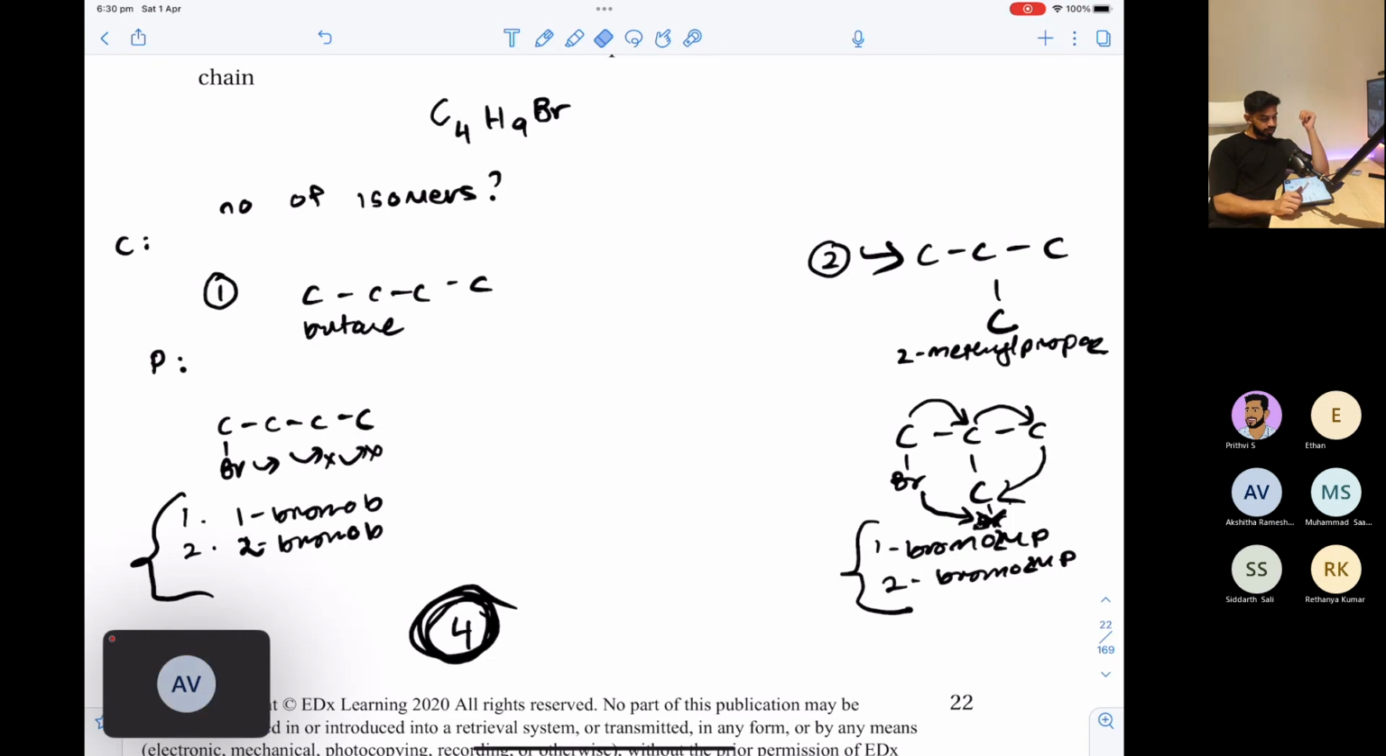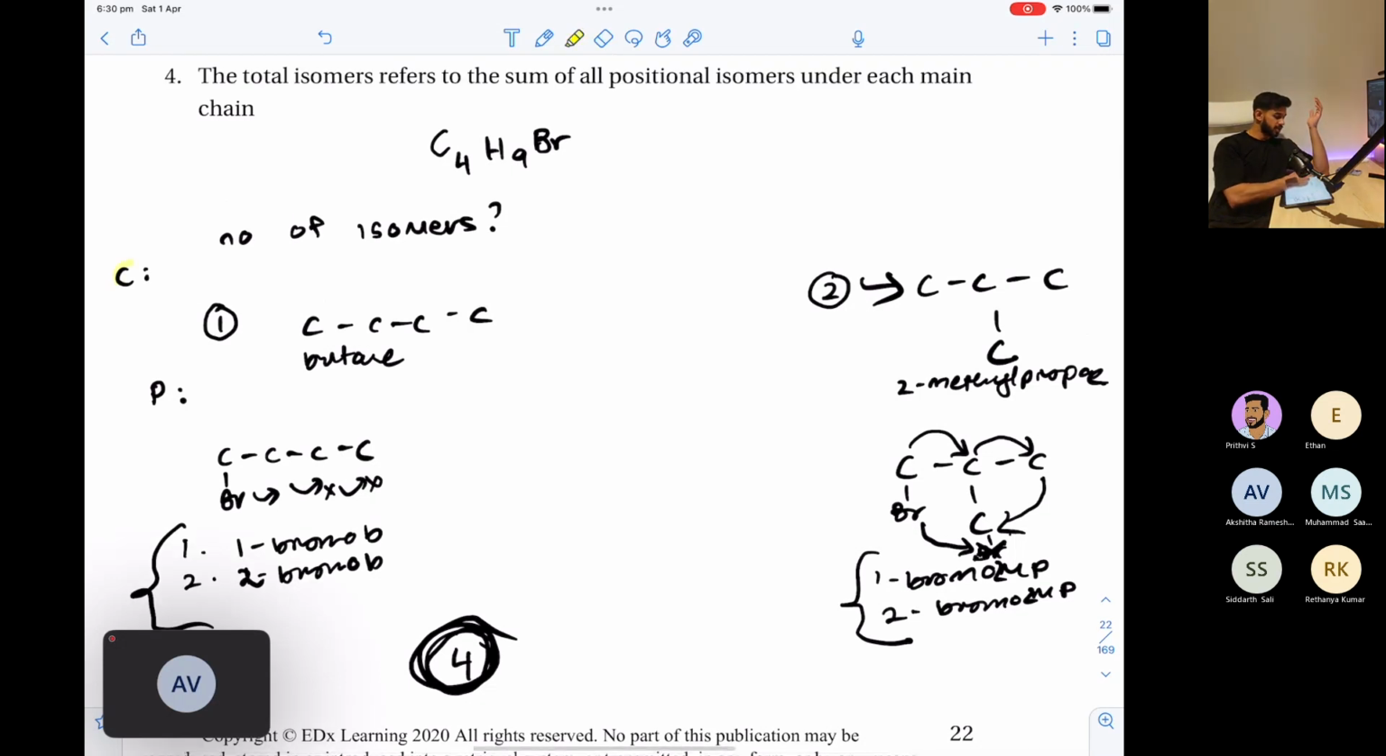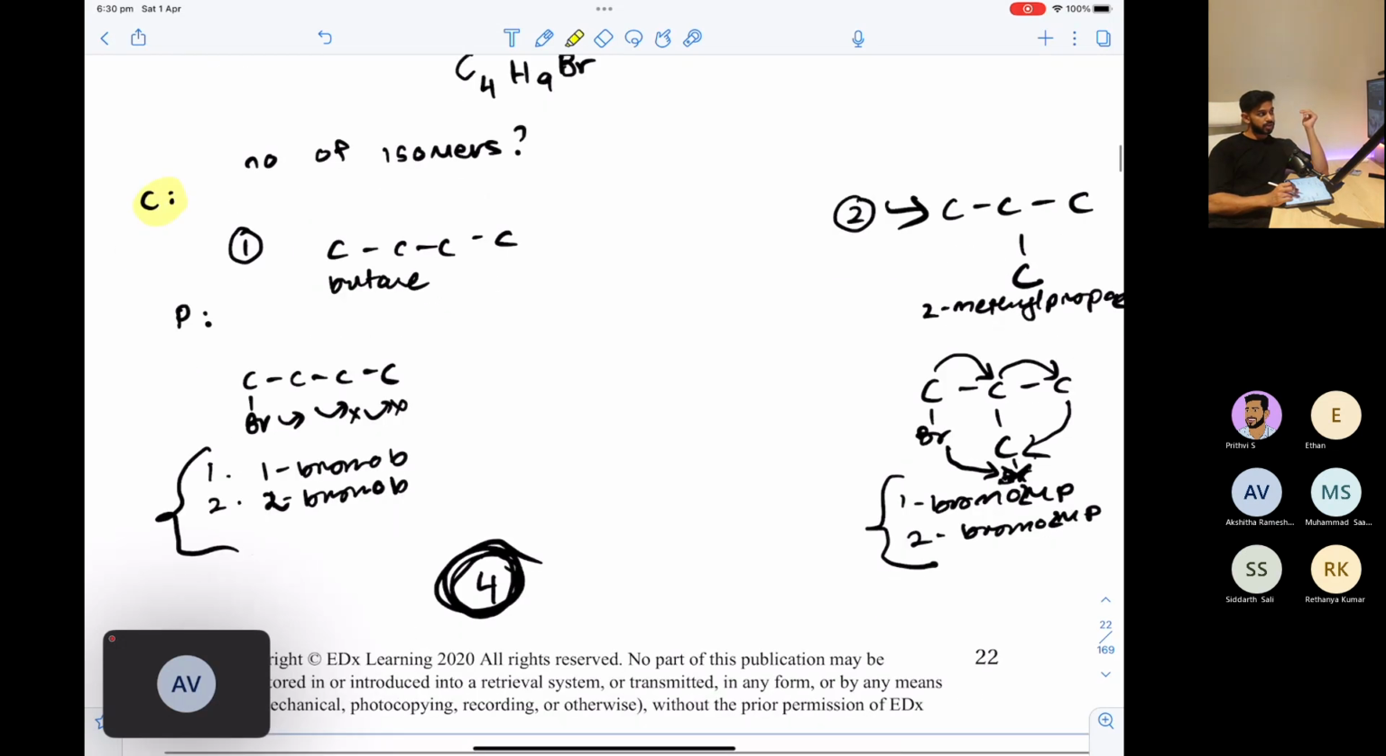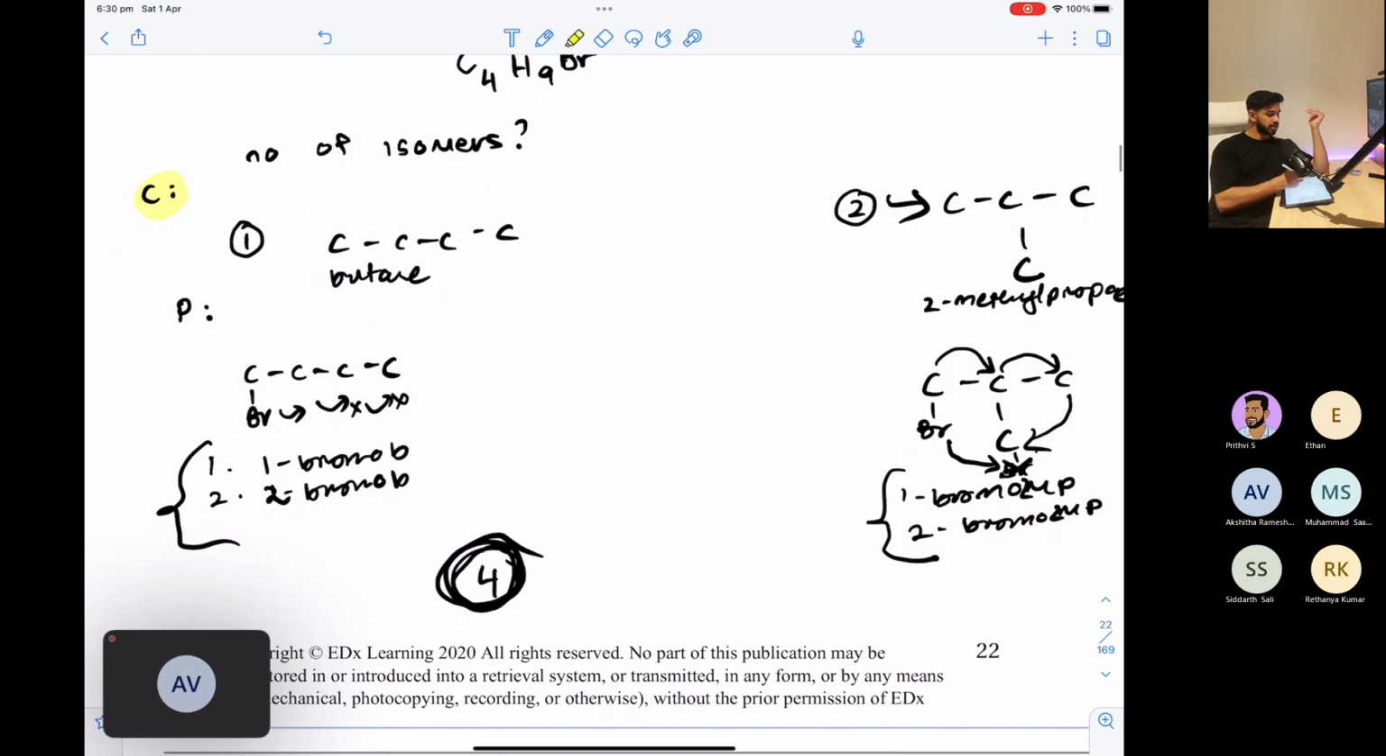Okay, good. Any questions? When I was in Year 12, I didn't have a system of doing this, and hence I think I missed one by silly mistake. So always remember, start with chain isomers, find all the possible different main chains you can have, and then within each main chain, you will then need to move the positions around.